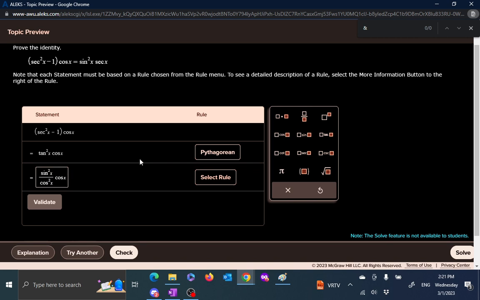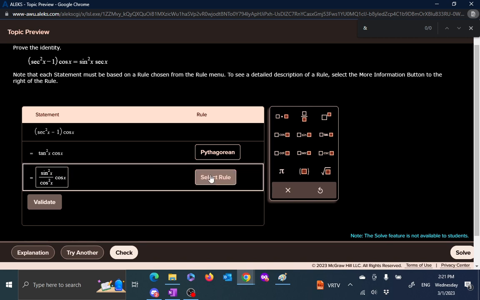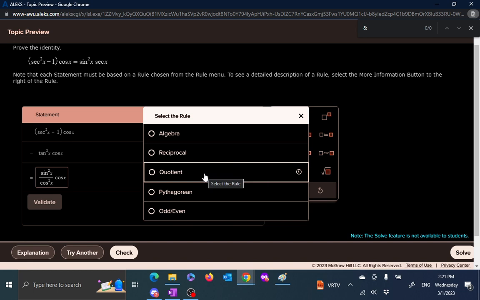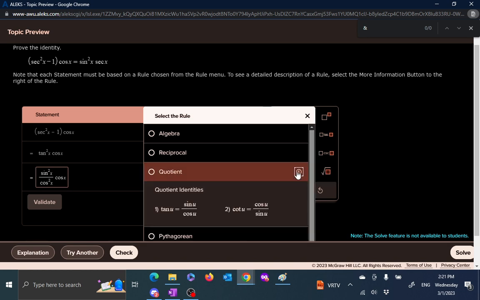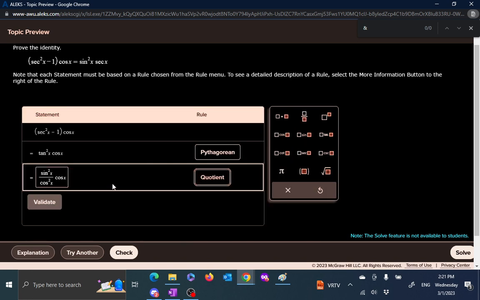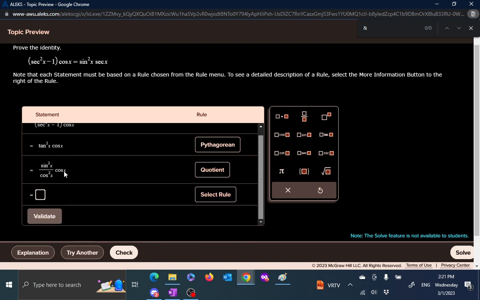From the previous step to this one, what did we apply? We applied the quotient identity, because we said tangent is sine over cosine. That's all I applied here, and of course we squared it, and we noticed last time that the software doesn't push us to explain that step. Okay, validate this, that's fine.